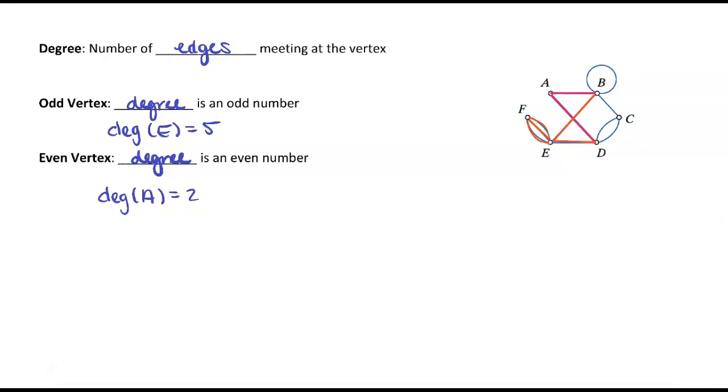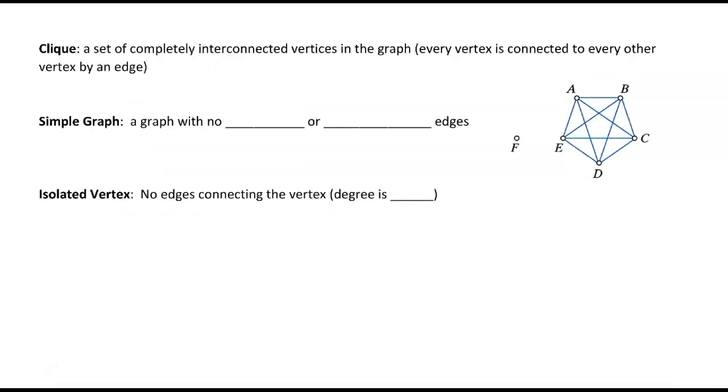If you've survived junior high, then I don't need to tell you what a clique is. But in terms of a graph, a clique is a set of completely interconnected vertices in the graph. Every vertex is connected to every other vertex by an edge. Looking at the graph to the right, if we ignore vertex F and just look at A, B, C, D, and E, we see that every vertex is adjacent to every other vertex. So there we have a clique. However, including vertex F, it's not a clique because F is not connected to every other vertex. It's not even connected to any vertex.